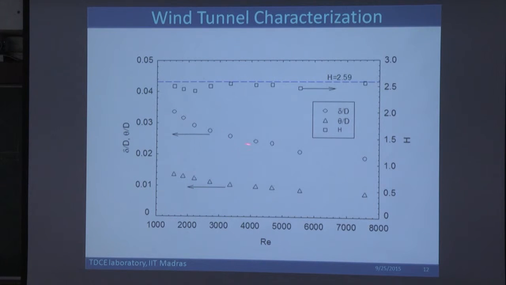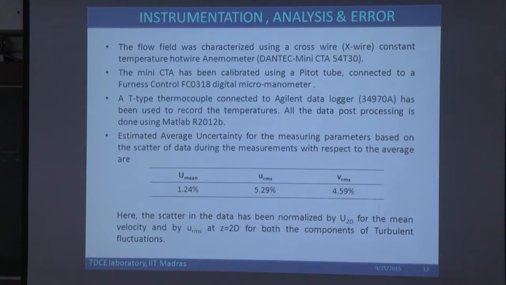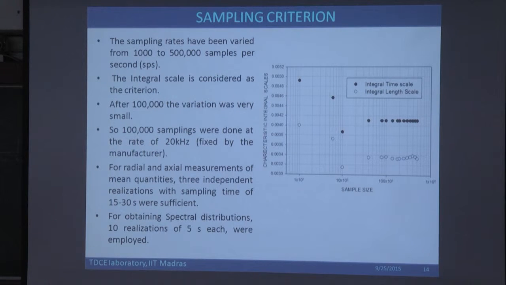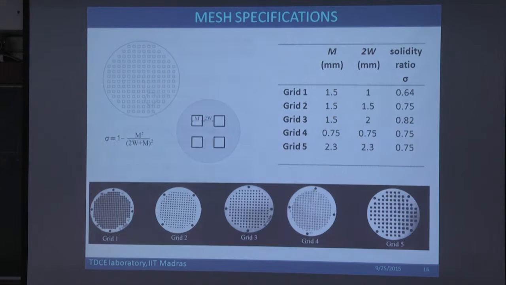You could see that it is decreasing, meaning that as the Reynolds number increases, the boundary layer becomes thinner, right? It becomes smaller and smaller. That is what this is also saying, it becomes thinner and then asymptotic. So these are the uncertainties which have been estimated in our studies, and the sampling, I said in the morning.